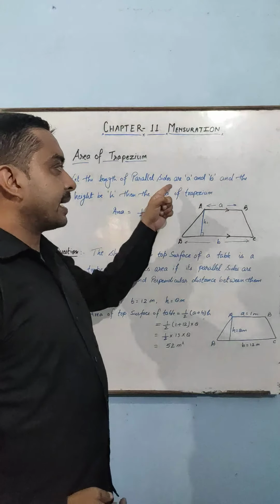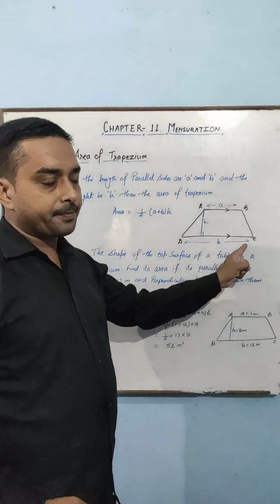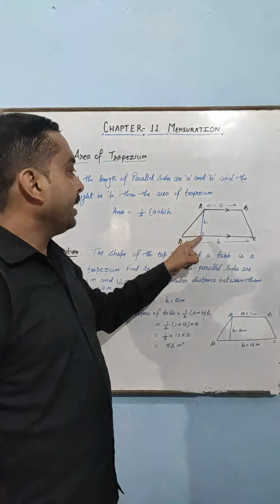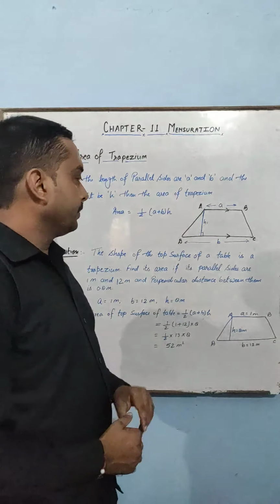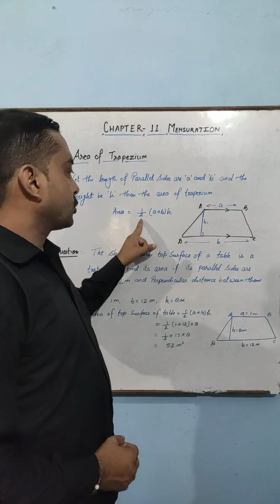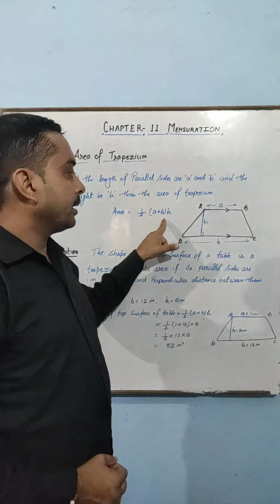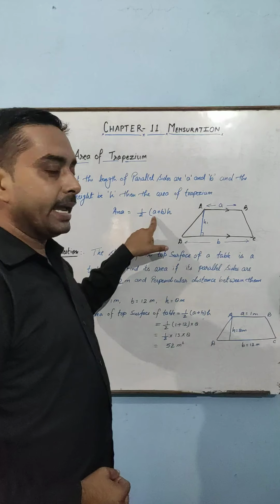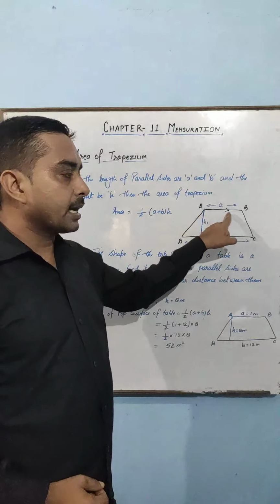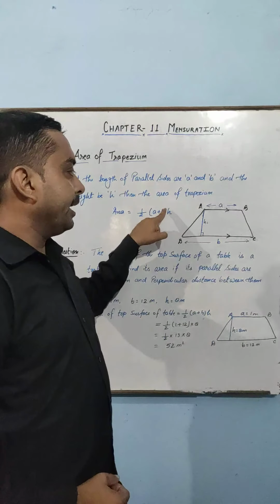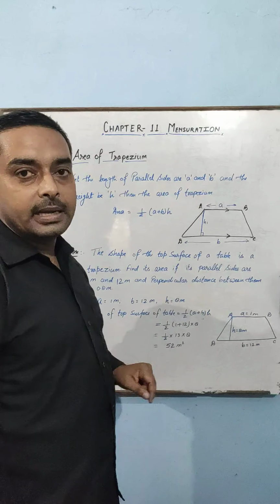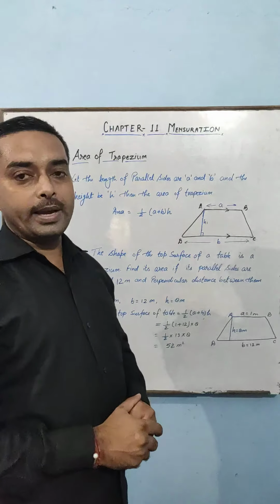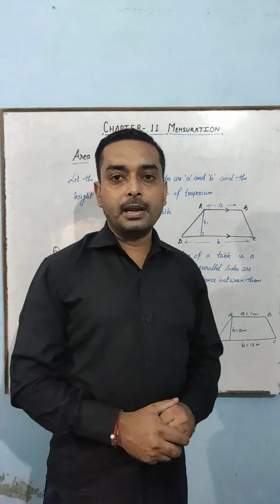Let the lengths of the parallel sides be A and B and the height be h. Then the area of the trapezium equals 1 by 2 the sum of the parallel sides into height. It can be written as 1 by 2 (A plus B), because the sides are A and B and the perpendicular distance between the two parallel sides is h. So the area will be 1 by 2 (A plus B) into h. Now we will take an example as a question.